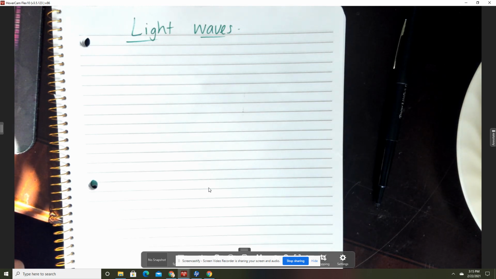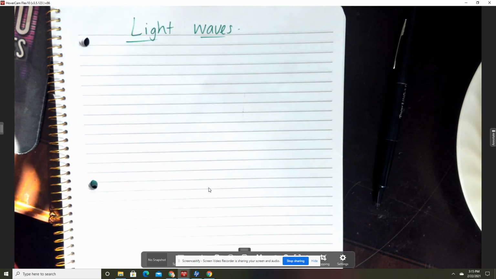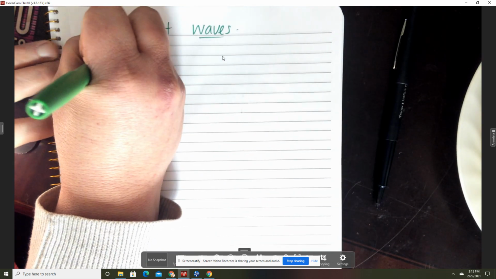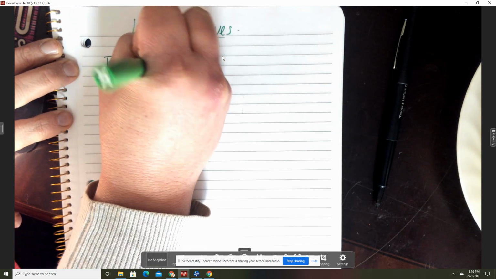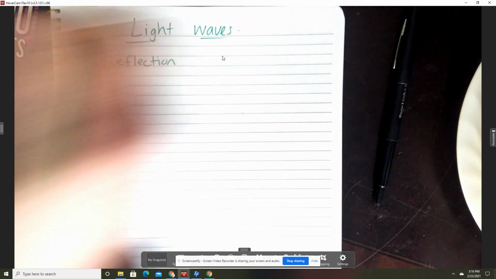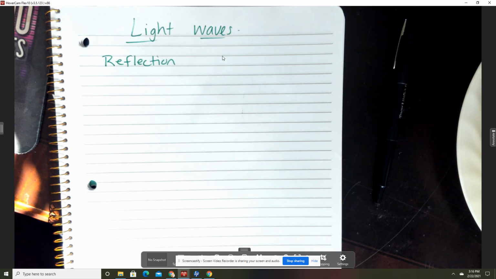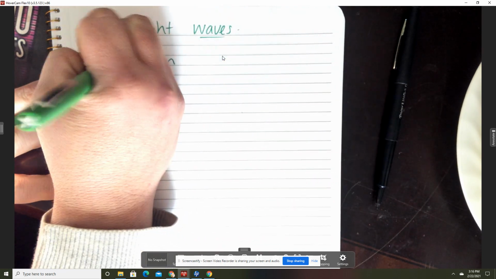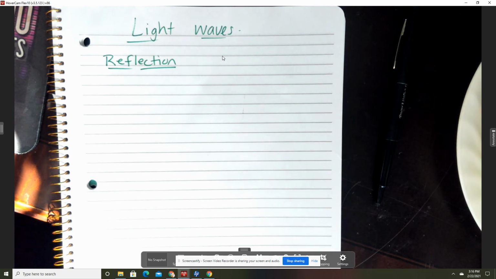Okay, so the first way, if you have a wave, is that it can reflect. So we can have reflection. Please make sure you're writing these down and then putting them in your binder or your notebook. Just make sure you are taking these notes so you can look back on them. Okay, so reflection is when light bounces back to us, okay?